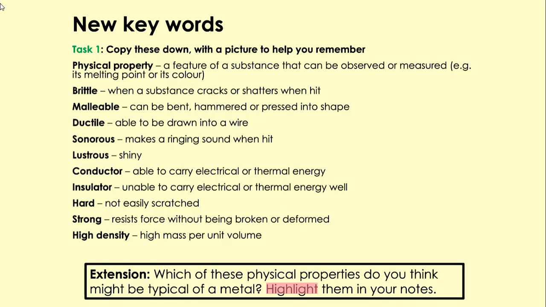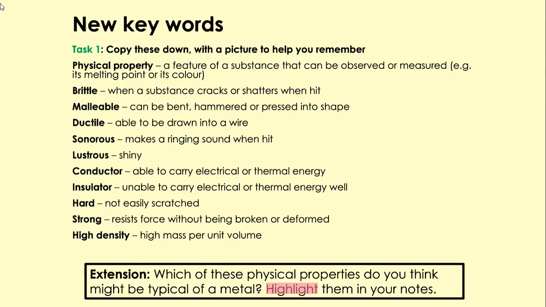The opposite of brittle is malleable. Malleable means that when you hit it, instead of cracking or shattering, it either bends or it changes shape, or it's hammered into a different shape. For that one, I might show a lump of material and a hammer and then show that it's deformed and it's changed shape. Ductile means that that substance can be drawn into a long, thin wire.